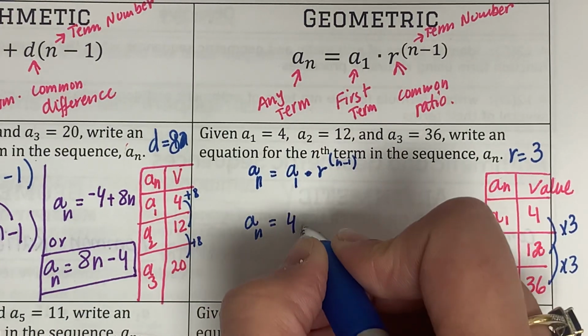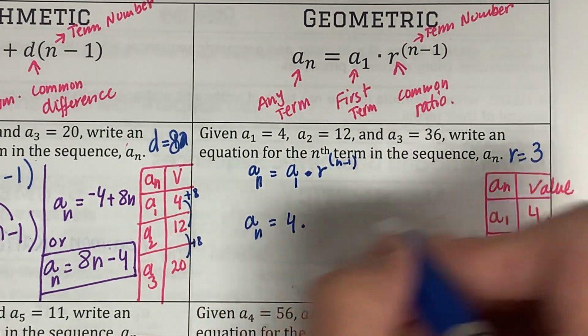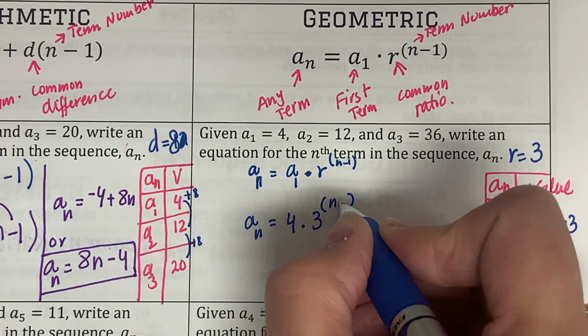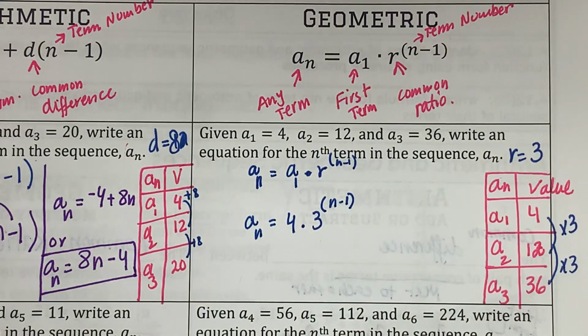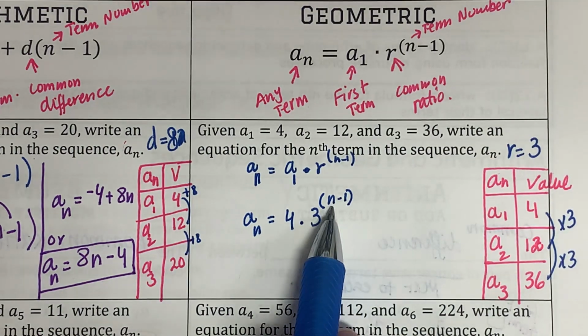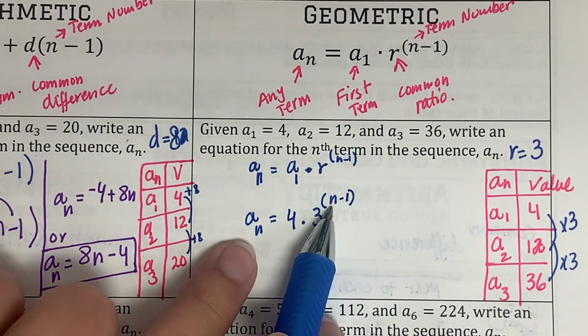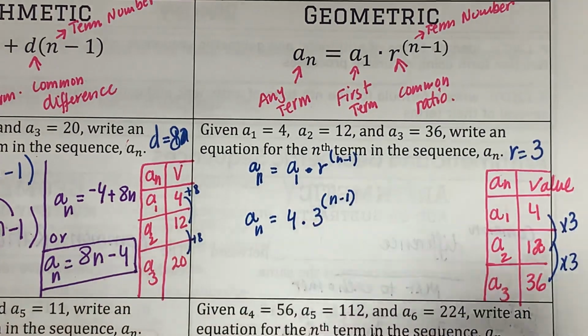is 4 times R is 3 to the power of n minus 1, which I keep it like that. So what this means, since I do not know which number I'm gonna find, I do not know the n here because it could be used for any number. So I just leave it alone like that.